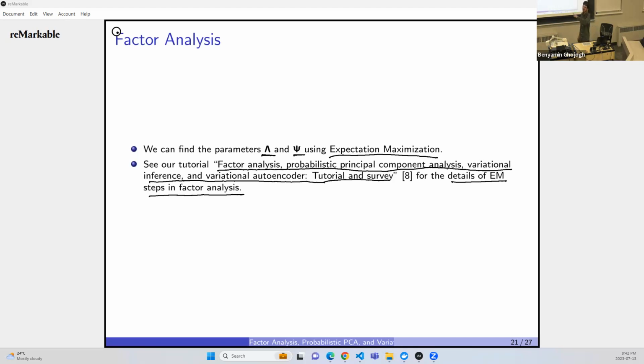I didn't bring the EM steps of factor analysis, otherwise it would be 10 or 15 slides. It would overwhelm you, okay? If you want to see how we do EM for finding lambda and psi, go and see that tutorial. Also, you can see the chapter of variational inference or factor analysis in our book.